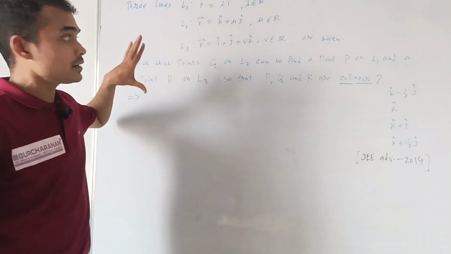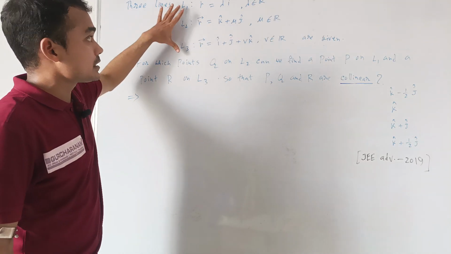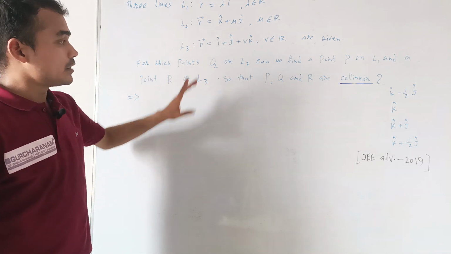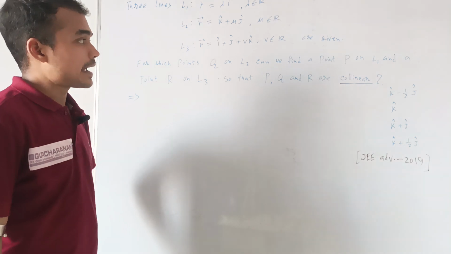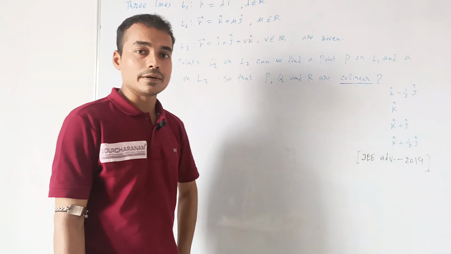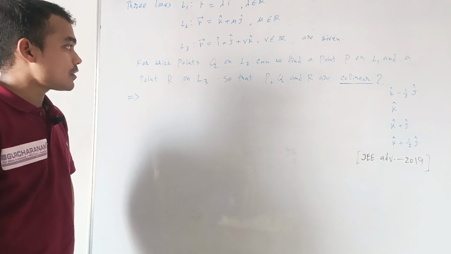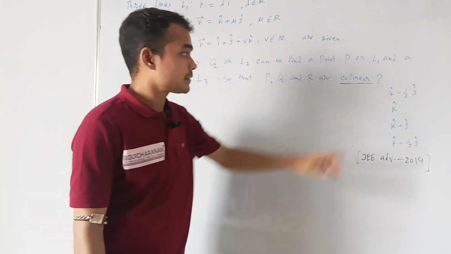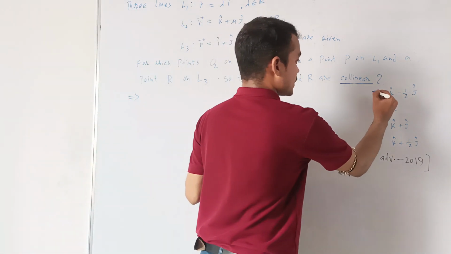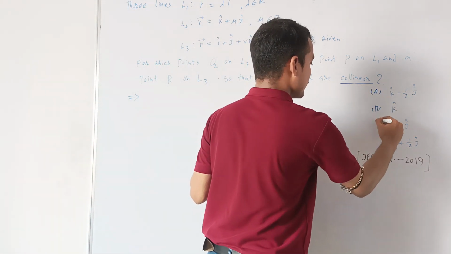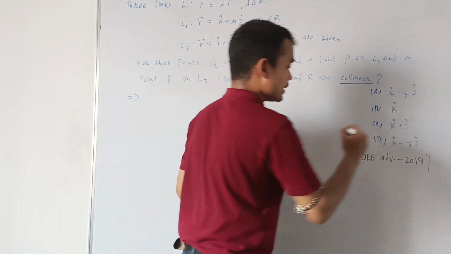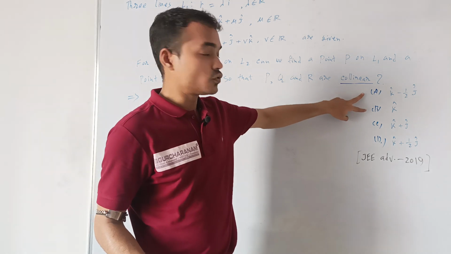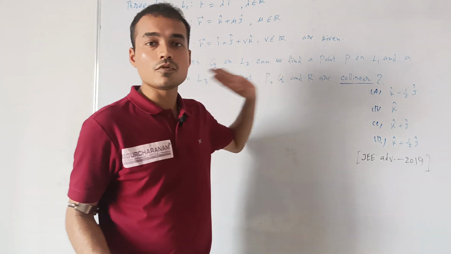Here three lines are given, L1, L2, L3, and these lines are given in vector format. For which point Q on line L2 can we find a point P on L1 and a point R on L3 so that P, Q, R are collinear? And here a total of 4 options are given: A, B, C, D. And this is a JEE Advanced question, so maybe 2 options are correct, maybe 3, or maybe 4.